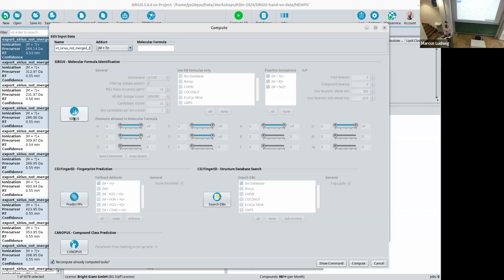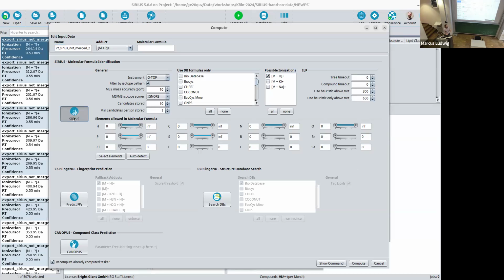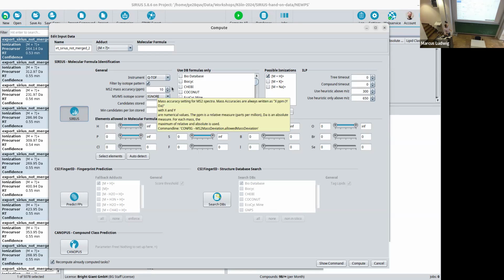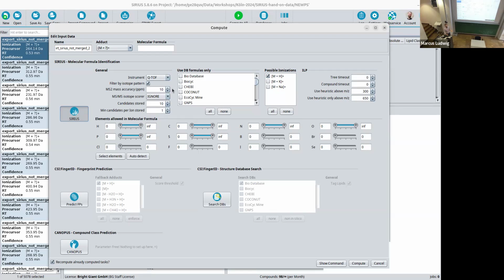And yeah, we start by annotating a molecular formula, so we activate this method. Now we have some parameters here, and I will guide you through them. The first ones are general parameters. In principle, if you don't have any specific need to optimize the parameters, you can usually keep them as is.